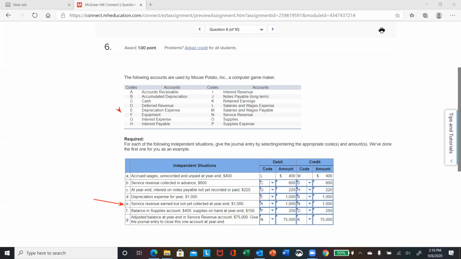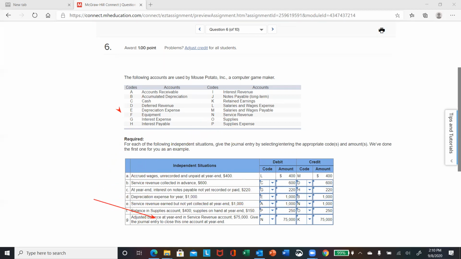Letter E says you got service revenue earned but not collected, so we're looking for a receivable. So that's a code A, debit accounts receivable, and then credit a revenue account. They want you to credit service revenue. All right, letter F says balance in supplies was 400. At the end of the year it is 150, so the difference is what you use. So look for a supplies expense. That's letter P, and credit supplies, which is letter O.